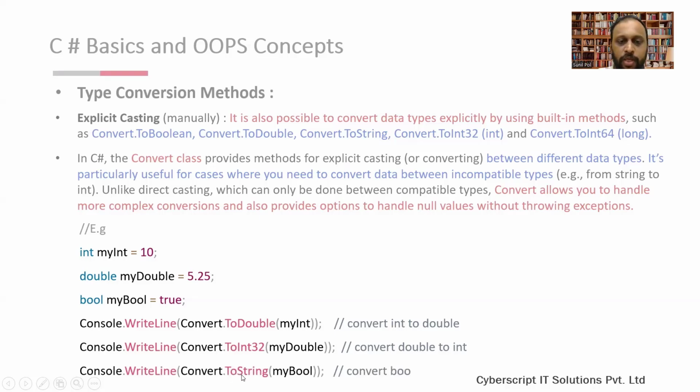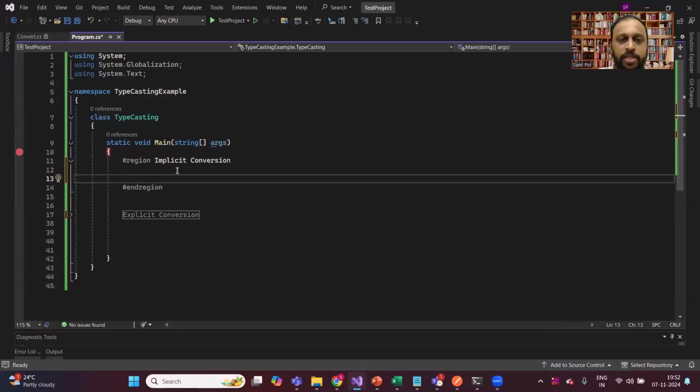So the next one is Convert.ToString of myBool. Here we can see myBool is a Boolean value and we are converting that value into a string. So this true would be converted into the string data type. So let's understand implicit conversion and explicit conversion with the help of code.